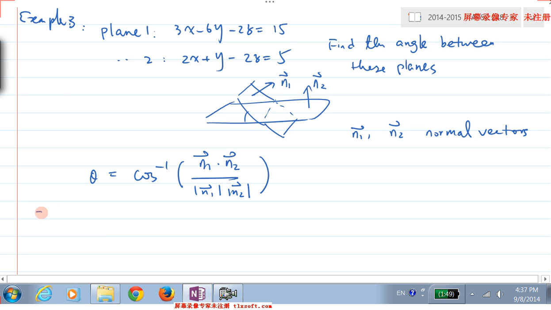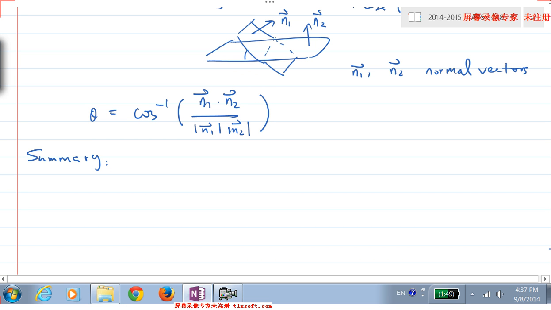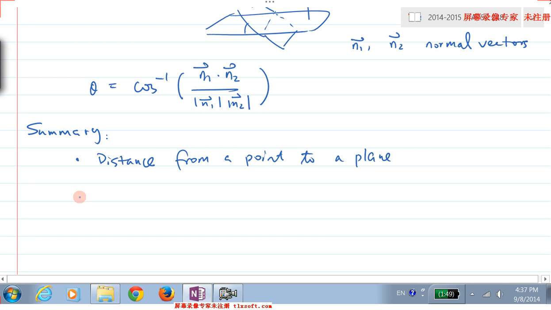To summarize here, bear in mind that when you do assignments, you will probably see some kinds of questions arising from what I'm going to summarize here. The kind of questions that are related to planes, like what we did: find the distance from a point to a plane, and, like the one we just did, the angle between two planes.